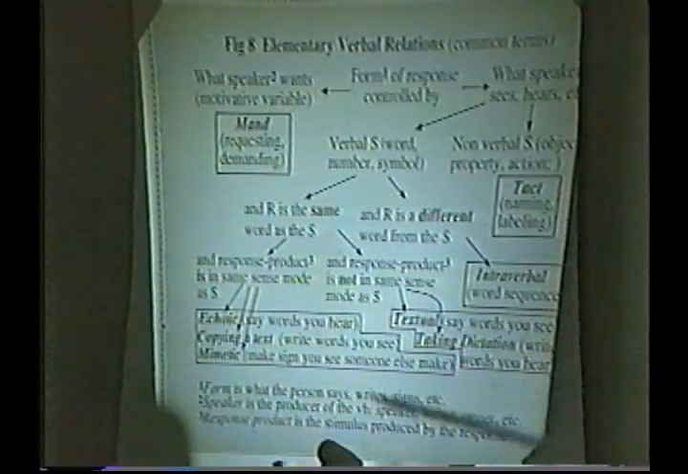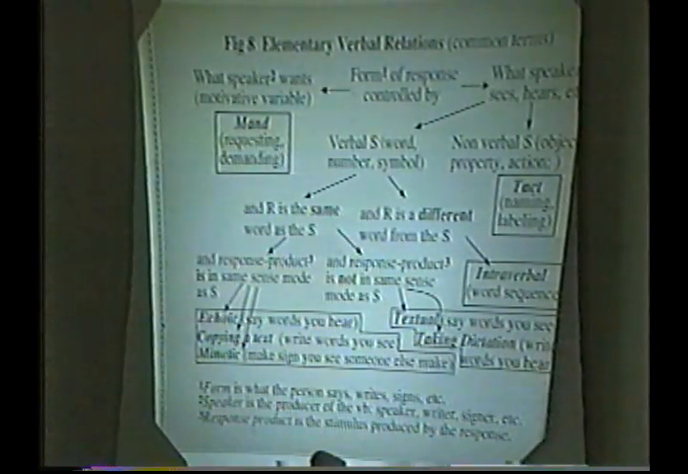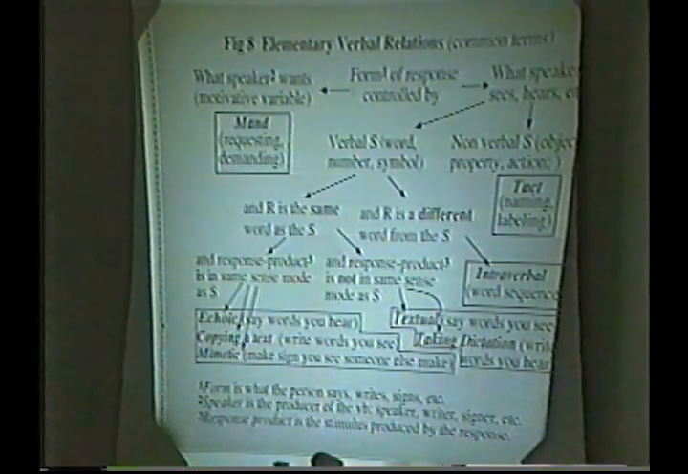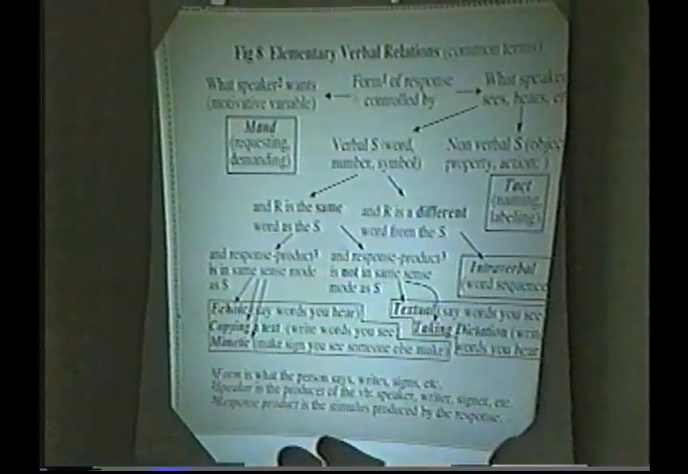If the response is the same word, for example, if you see the word animal written on the blackboard and you say animal, or if you hear someone say animal and you write animal, or if you hear someone say animal and you say animal, those are all cases where the verbal stimulus is the same word as the response. Now notice it's the same word in one sense. It's not necessarily in the same sense mode. It doesn't necessarily have the same sense qualities, but reading the word dog and saying dog, those are the same words. Reading the word dog and saying cat, on the other hand, is a different word, and that's intraverbal behavior. So if it's the same word, is the response product in the same sense mode or not?